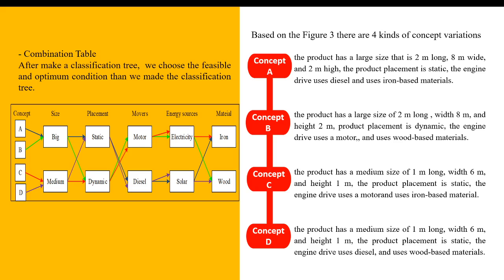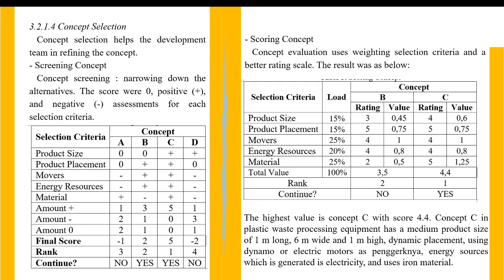Concept C is smaller, medium size, 1 meter long, 6 meters wide, and 1 meter height. The product placement is static. The engine drive uses a motor and uses iron-based material for the casing. Concept D is the same as concept C in the dimension, but uses diesel and wood-based material.